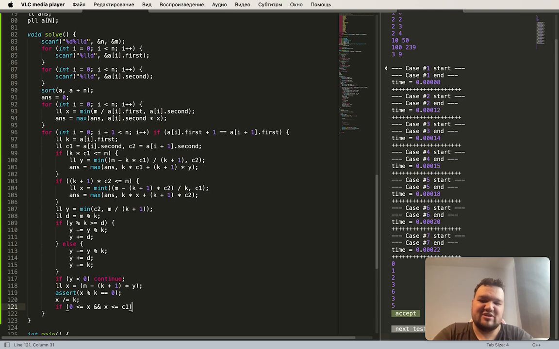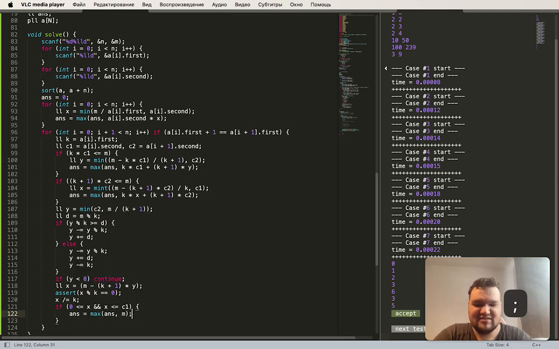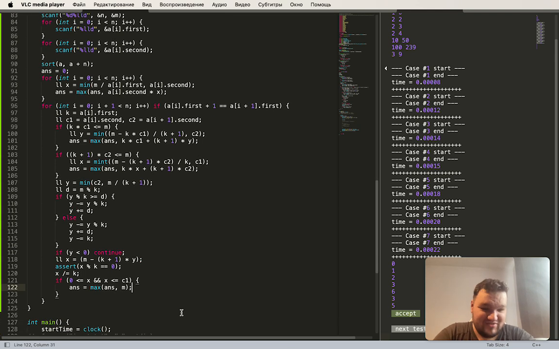So we should update the answer with m, and well, normally you would write it like this, but you can just write equal to m, and then break if you want, because the answer cannot be greater than m. We're literally finding the greatest number that is not greater than m that can be the answer.